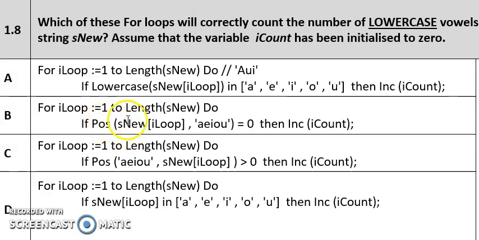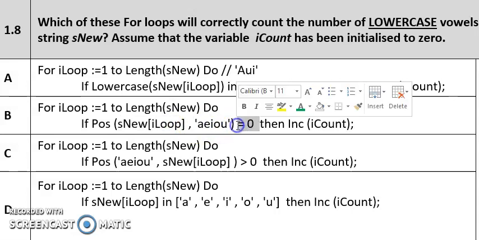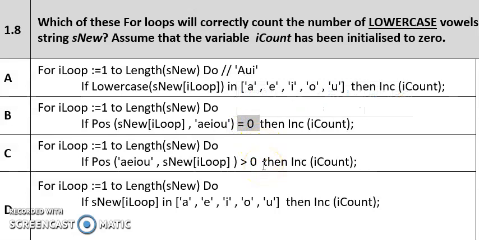we're saying, is this character, because that's the individual character, in A, E, I, O, U? Yes, but it's testing equal to naught, and we said, what is the pos function when it returns naught? What does it mean? It means it's actually not found. So it looked right for a second, but that equal to is the problem there.